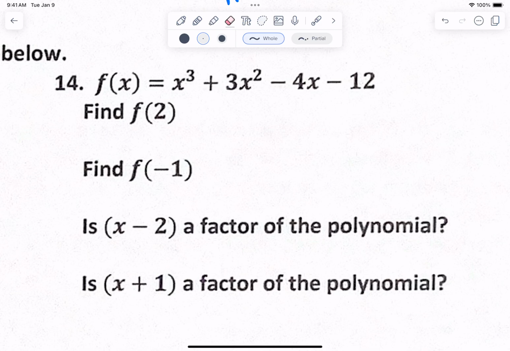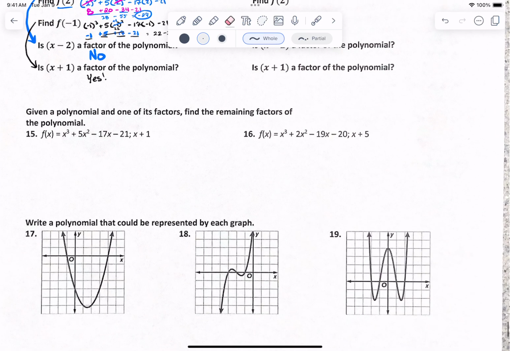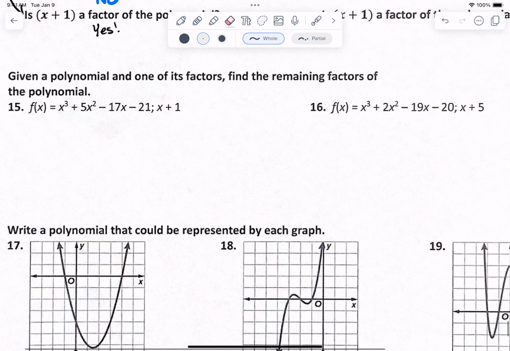Okay. Did you get 14 figured out? Yes? Awesome. Can we move on to the next section? You did all the work. Next chunk? Do you want to do 15 or 16 together? Which one would you like to do together? 15. Sure. Okay, so here's what 15 says.